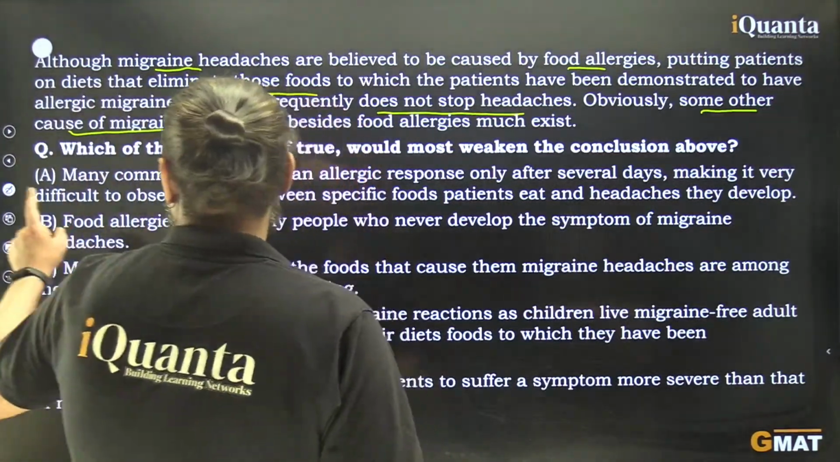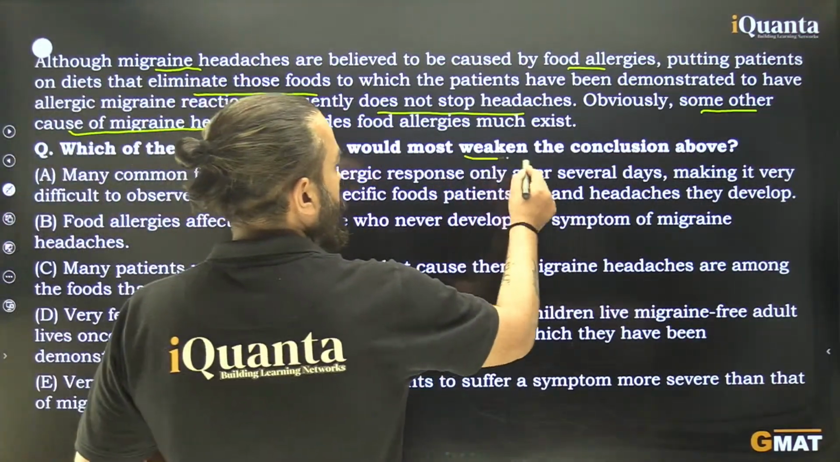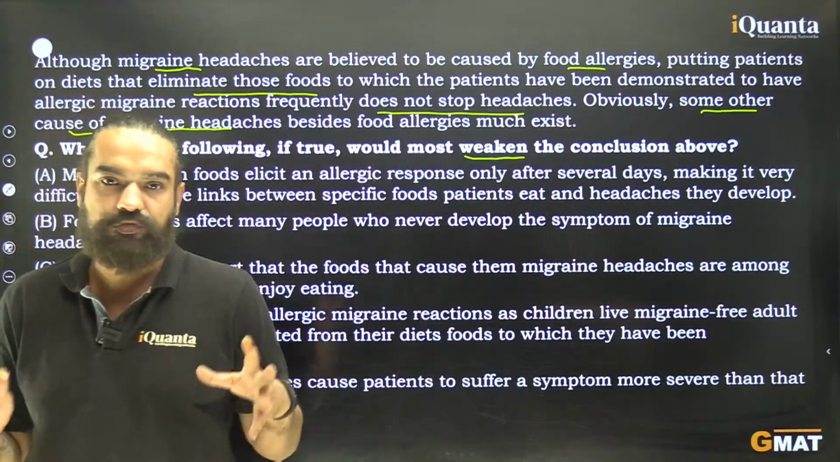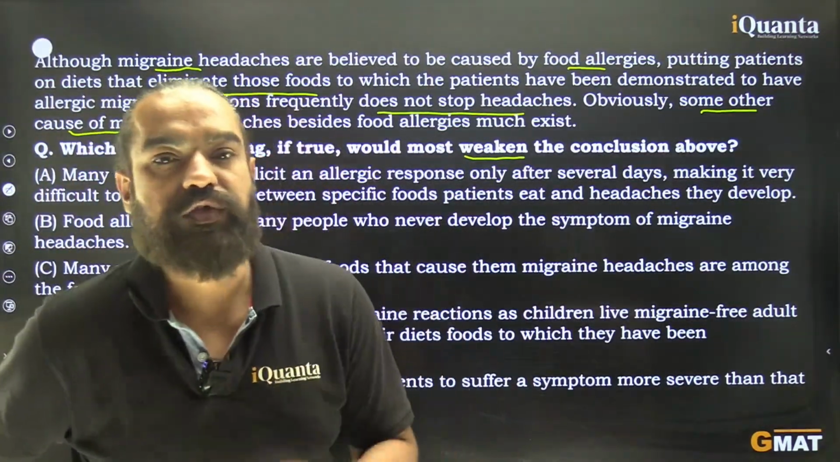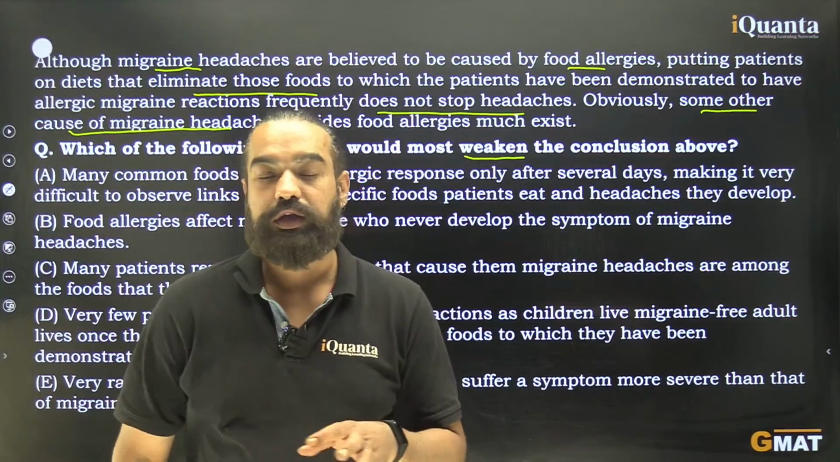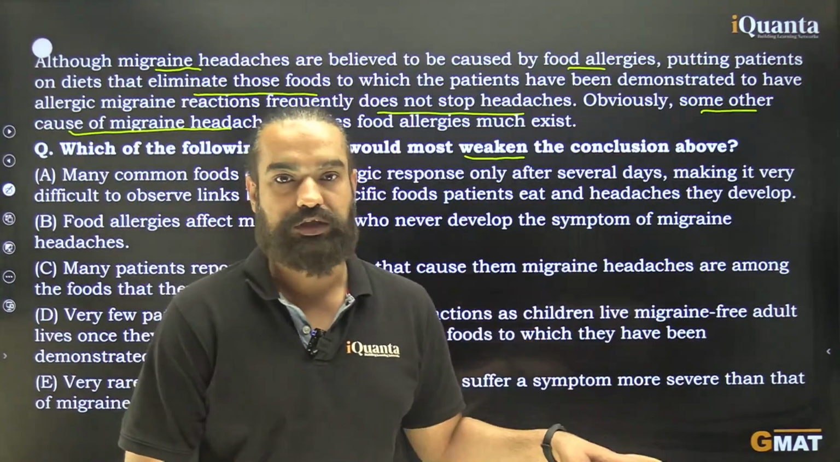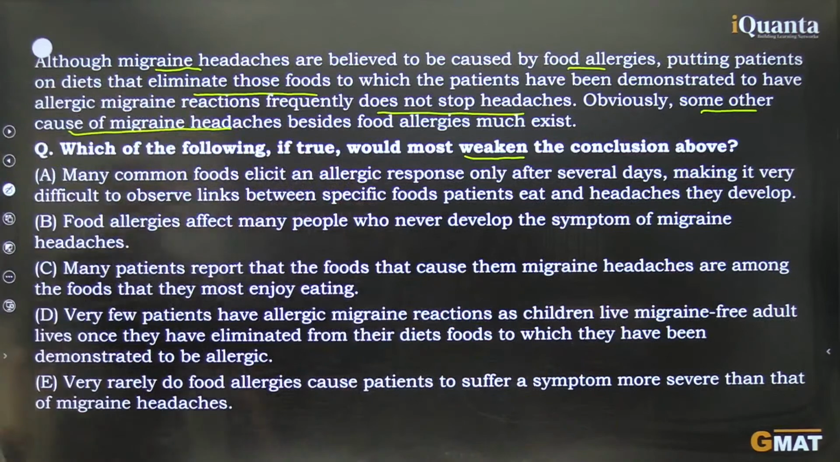And the question is, which of the following, if true, would most weaken the argument? We're saying it's not just the food, there has to be some other cause. To weaken this argument, we have to say no, there is no other cause, it is the food alone which is causing the migraines. Okay. Let's start with E again.